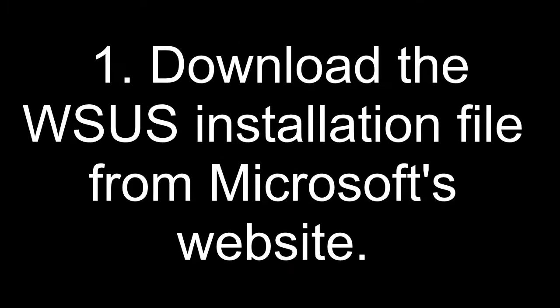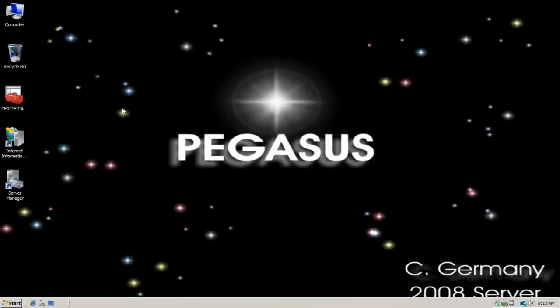Step 1. Download the WSUS installation file from Microsoft's website. We're going to set up a software update server today, or WSUS server. And we're part of an Active Directory domain. Pirates.the7cs is the name of our domain tree and forest structure. And this host here, Pegasus, is not a domain controller, it's just a member server joined to the domain.